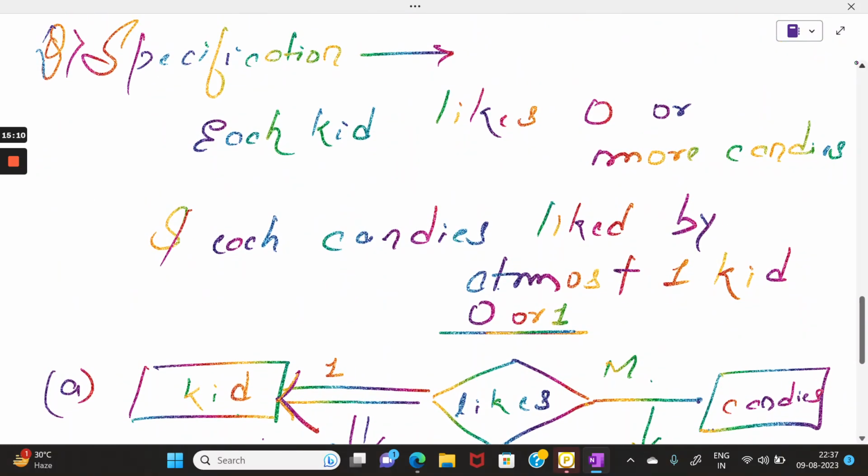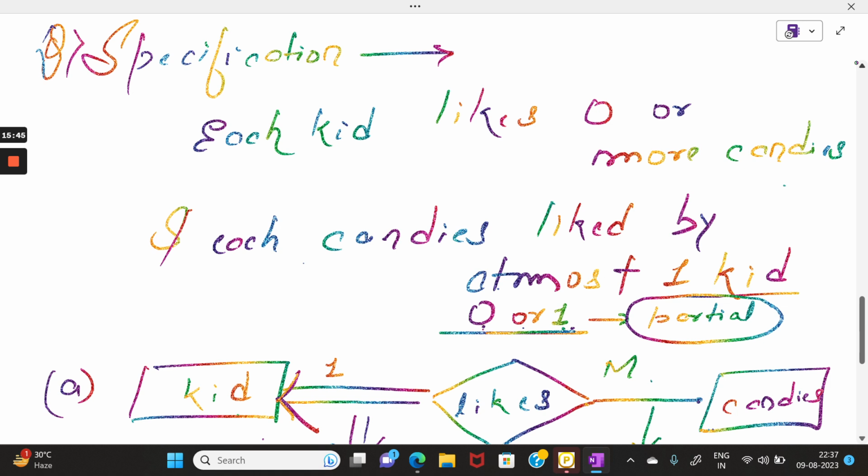Our statement was each kid likes zero or more candies, and each candy is liked by at most one kid. That means each candy is liked by zero kids or one kid. Okay, that means we don't need to have a total participation here, right? If each candy is liked by zero kids, then we don't need the total participation. So here partial. Okay, so here we can have the partial participation for the candy set.